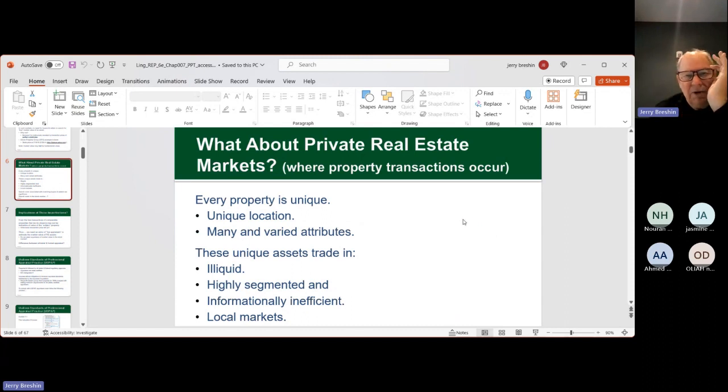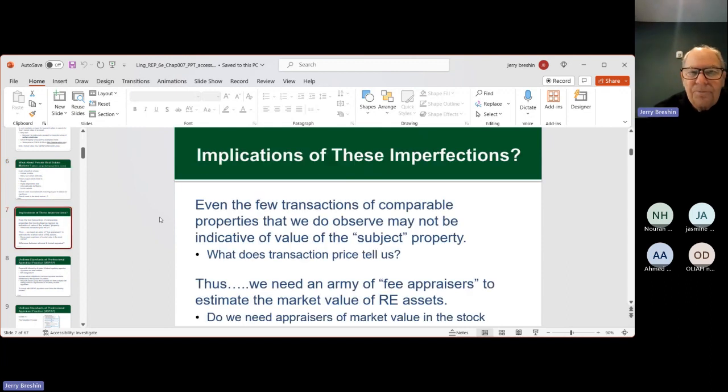Property is unique. Every property is unique. Let me say something too: in Moodle you should have the PowerPoint presentation, so if you want to review them after class, it should be there. I'm trying to think if I put 7 up. At least the other ones are up. You can always send me a text and I'll check to make sure it's up. All of these are also uploaded to Moodle, so you can review them.